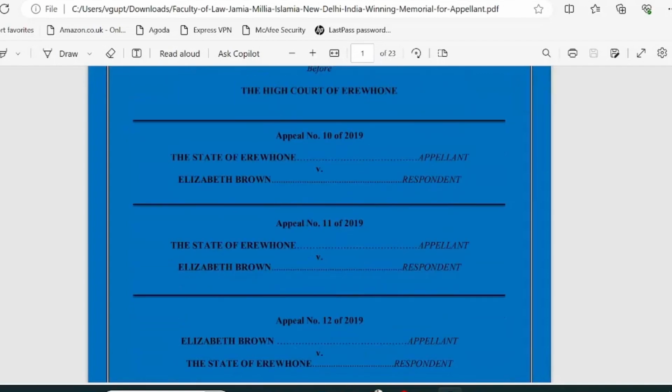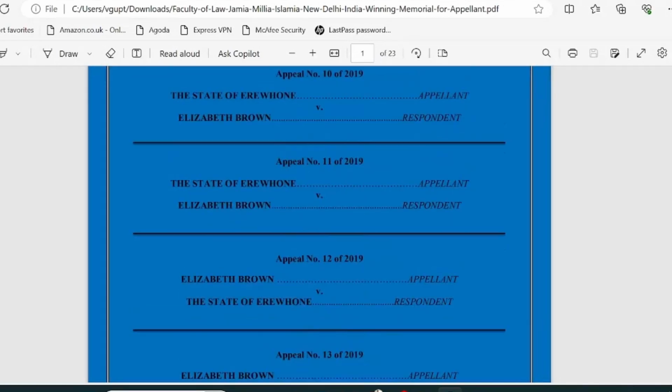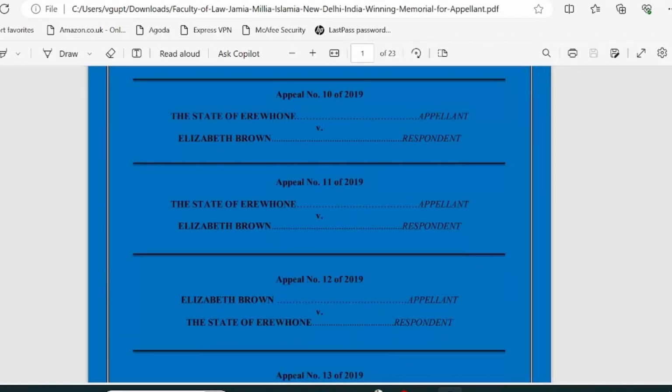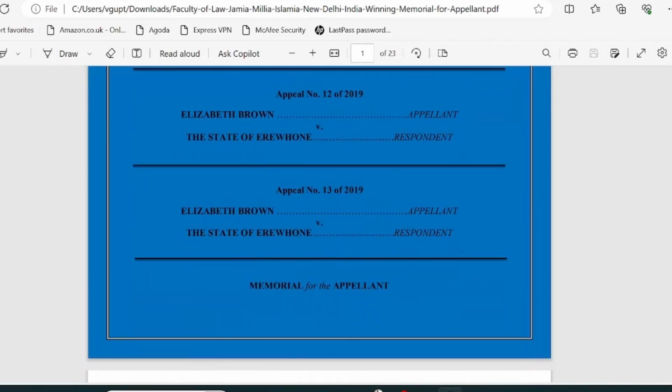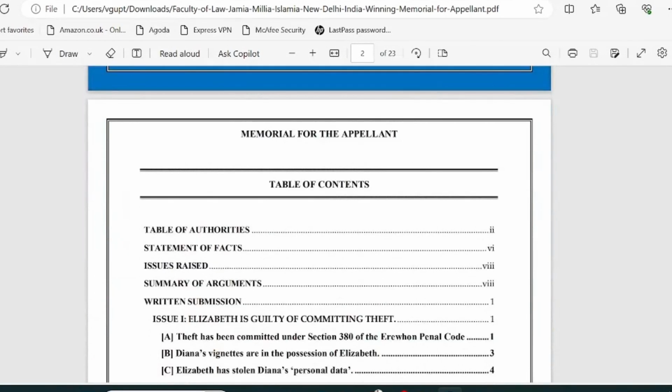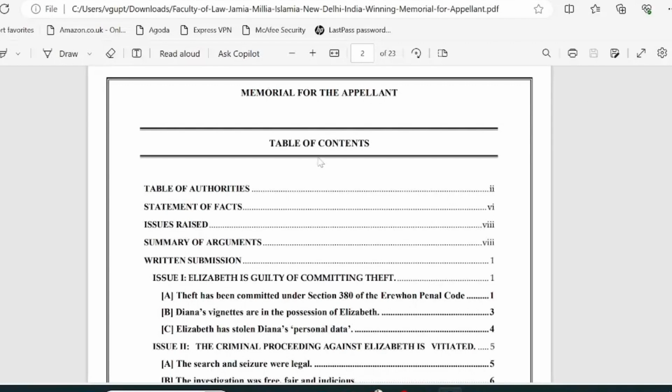So in this you might be wondering why there are so many parties. There are a lot of following petitions that are being filed in the court in the moot memorial. It must have happened like this, that's why appeal number 10, 11, 12, 13, as you can see, these are appeals that are following. Okay, so here as you can see, table of authorities.